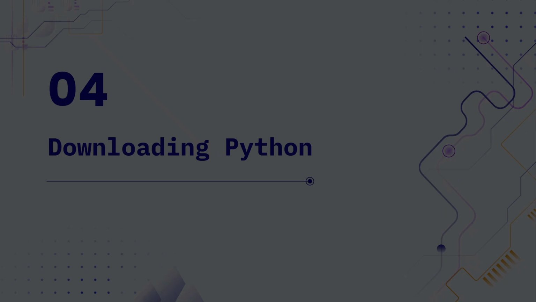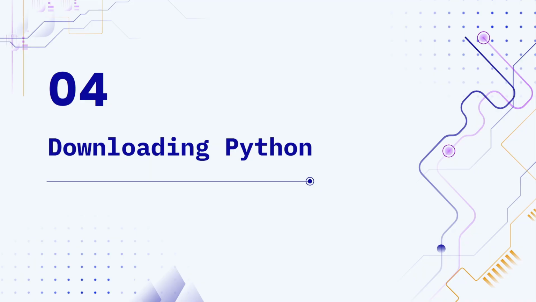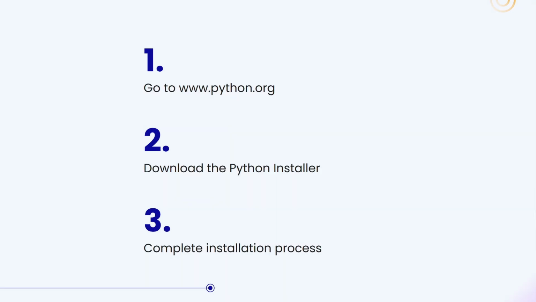All right, 4, we're going to download Python. There are 3 easy steps. I'm going to lead you through them, but it's really easy. Just go to python.org, download the installer, and complete the installation process. So let's check that out.